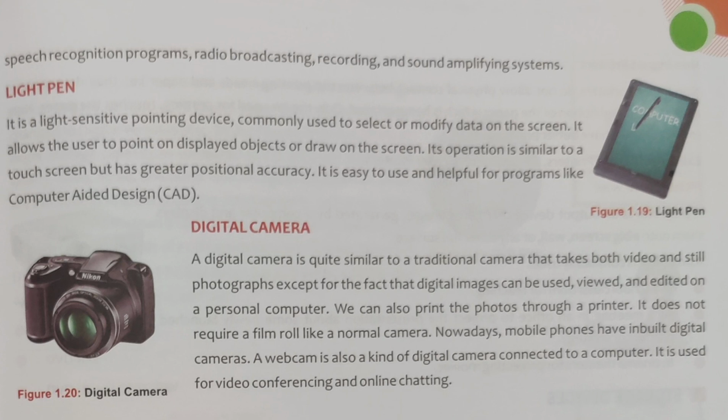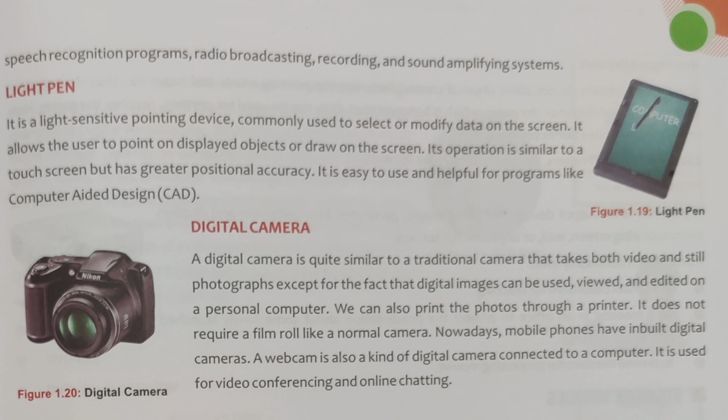Now the light pen. It is a light sensitive pointing device commonly used to select or modify data on the screen. It allows the user to point at a displayed object or draw on the screen. Its operation is similar to the touch screen but has greater positional accuracy. It is easy to use and helpful for programs like computer aided design, CAD.